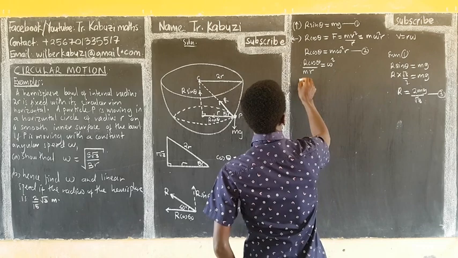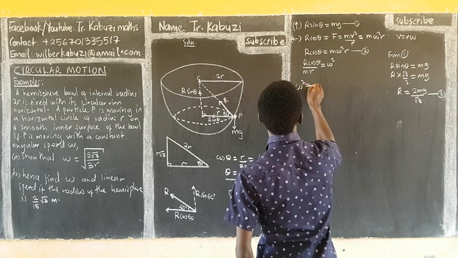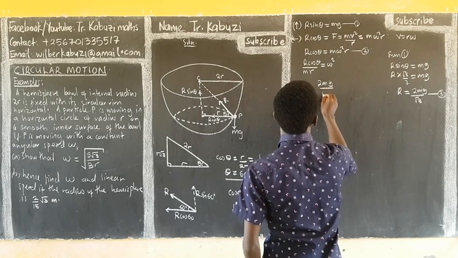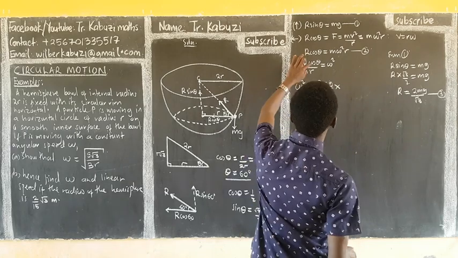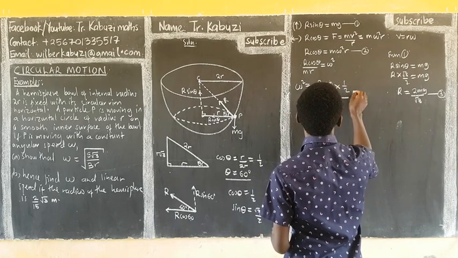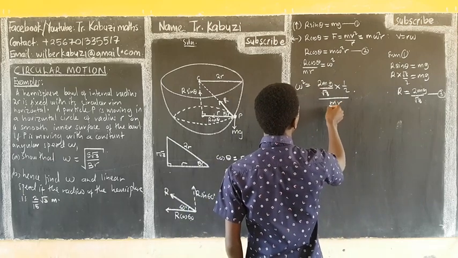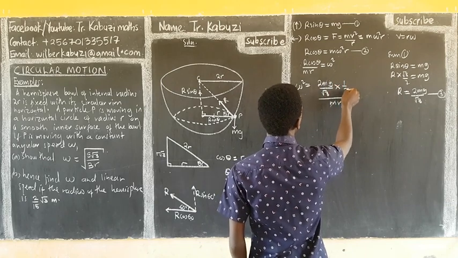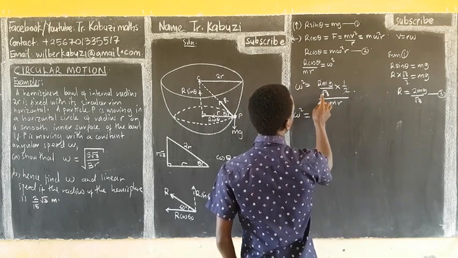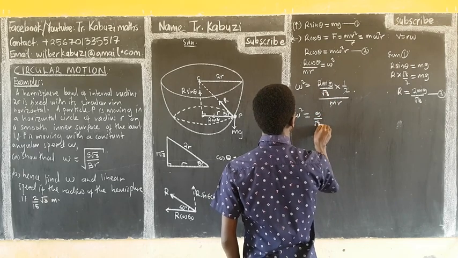From here, if we put everything in, my omega squared is going to be 2mg over root 3, times our cos theta, which is a half, the whole divided by m r. From there, you can see that this m is going to go with this, then this half is going to go with this. So I'll be remaining with omega squared equal to g over root 3 r.